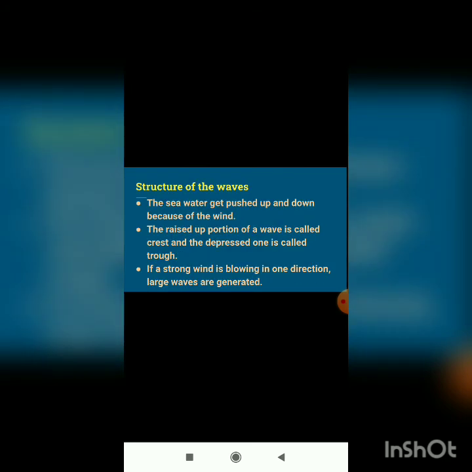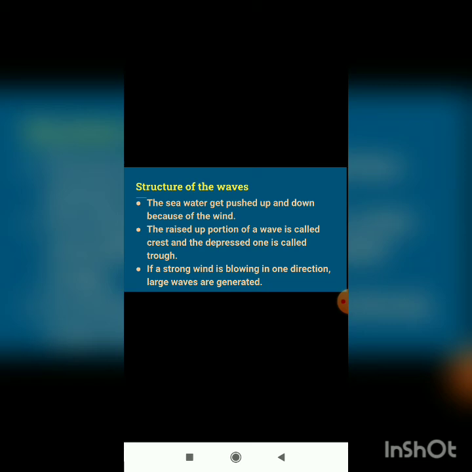Structure of waves. Now we will be learning, students. The sea water gets pushed up and down because of wind. The raised up portion of a wave is called a crest and the depressed one is called a trough. So the raised portion of the wave, what do we call it? We call it a crest. And the depressed one, what do we call it? We call it a trough.